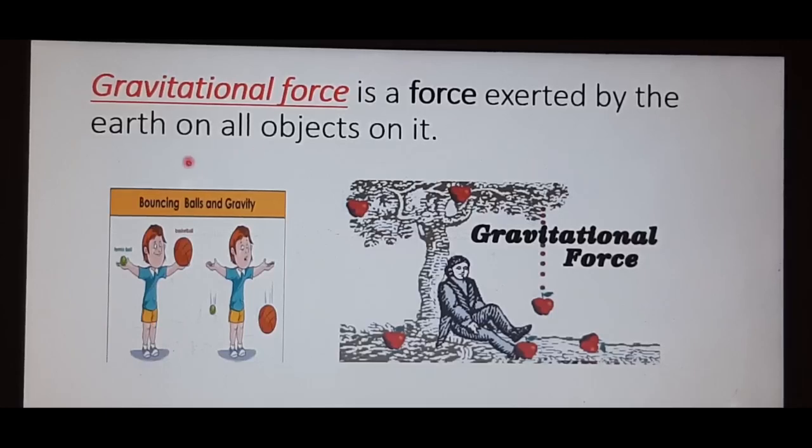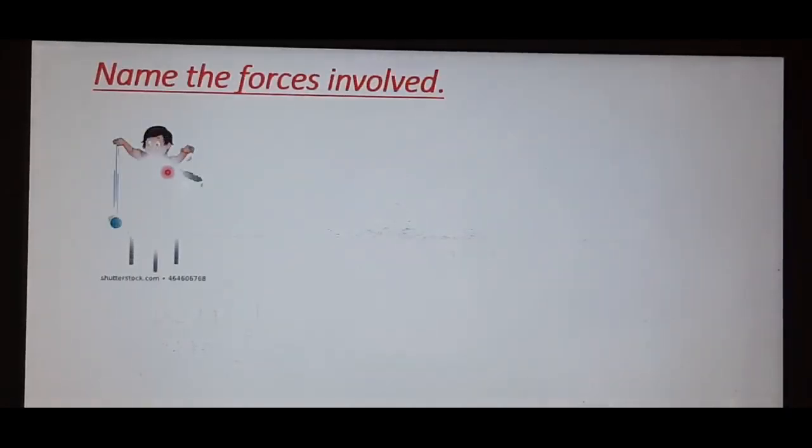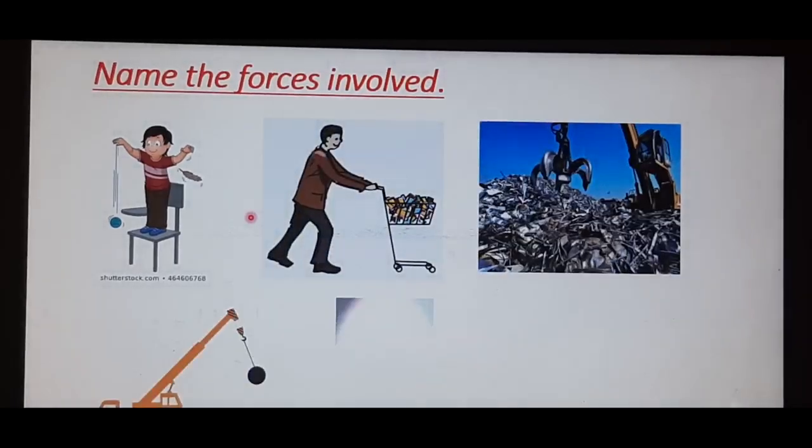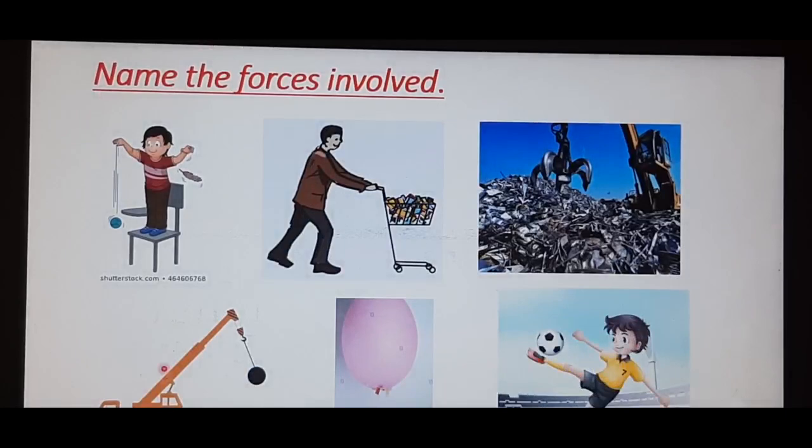So this was all about contact and non-contact forces. Now I have given you a few figures, and you have to see which type of force is involved in a particular figure. The first one we will do here; next you have to do yourself, and you can post your answers in the comment section. First, I see this boy is playing with a ball. You can see this ball is falling down on the ground. Falling down on the ground means, as we have just done, all objects fall on the ground due to the force of gravity, and this is a non-contact force.